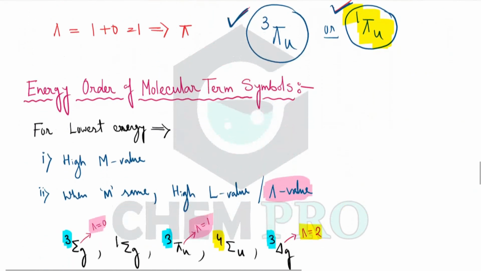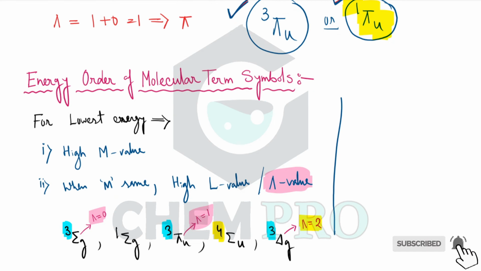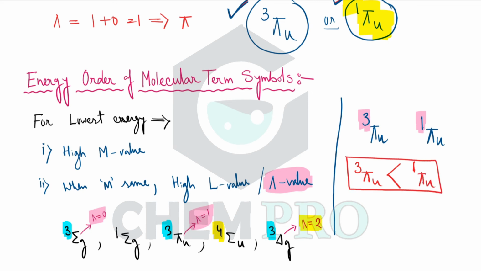the energy order, then we have to see that here it is 3 pi u and here it is 1 pi u. We can check that here the m value is 3 and here the m value is 1. So we can easily say that, having the highest m value between these two, the 3 pi u is lower in energy than the 1 pi u. Okay, so the energy order will be like this.